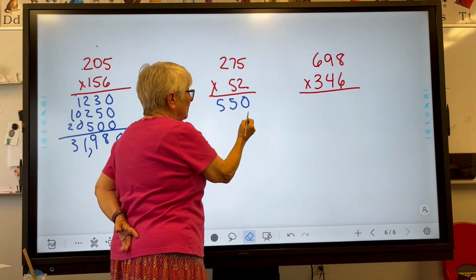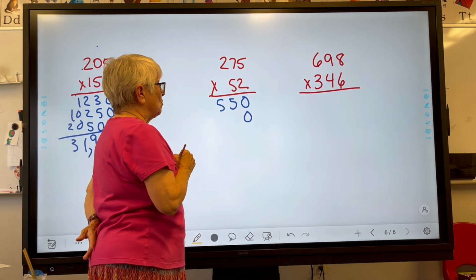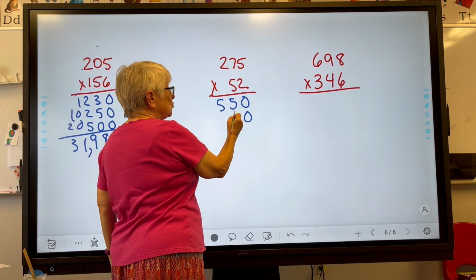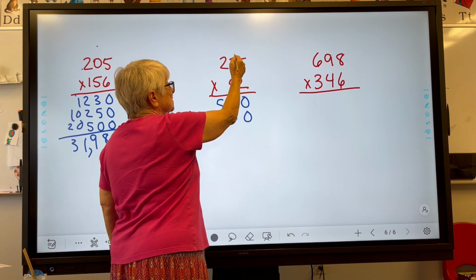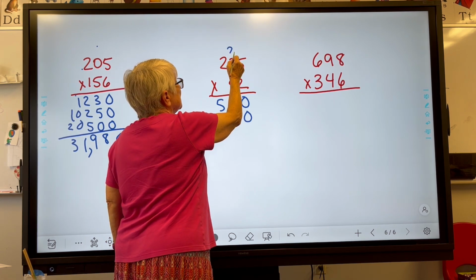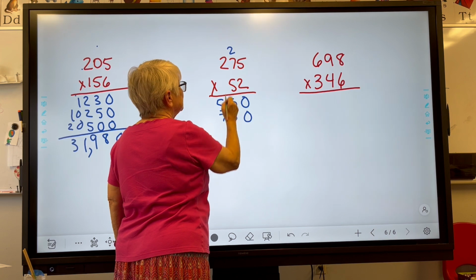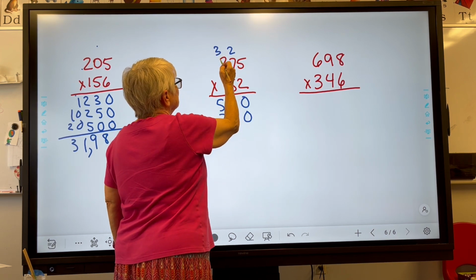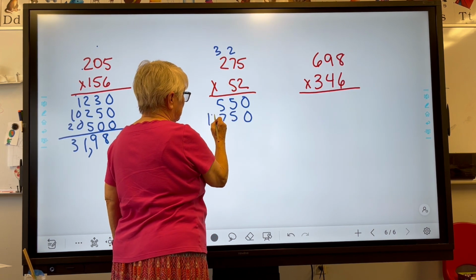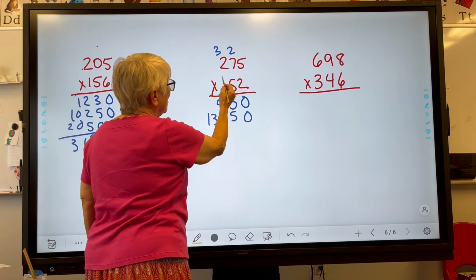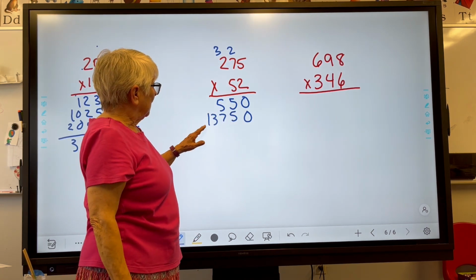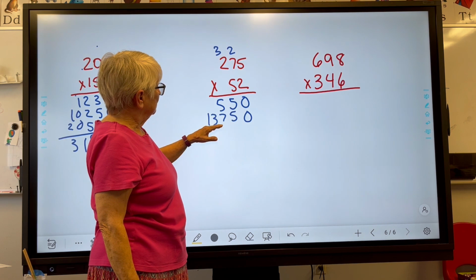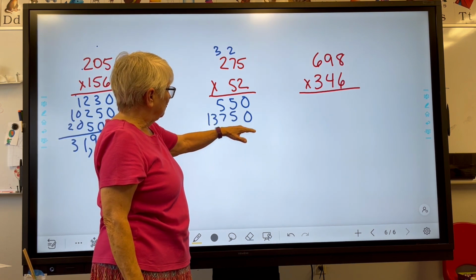That's not a 5, it's a 50, so we put that 0 on there. 5 times 5 is 25. 5 times 7 is 35, plus that 2 is 37. And 5 times 2 is 10, and 3 is 13. So 5 times 275 is 13,750.